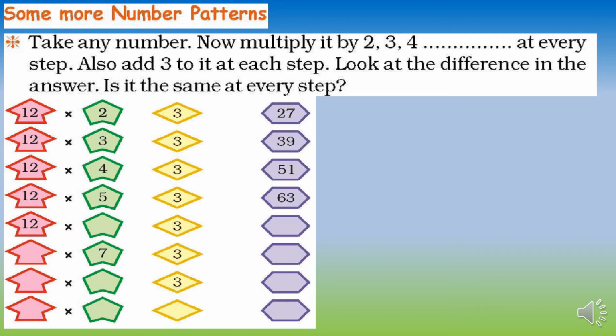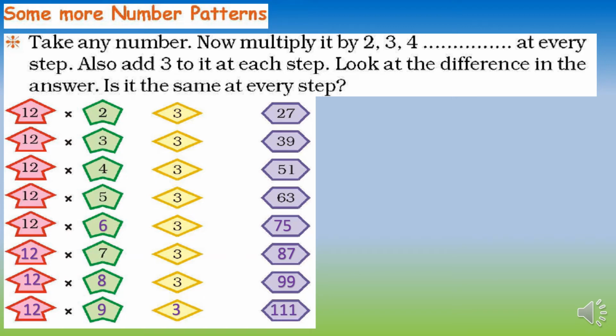See here, 12 2s are 24 plus 3, it is 27. 12 3s are 36 plus 3, 39. 12 4s are 48 plus 3, 51. 12 5s are 60 plus 3, 63. 12 6s are 72 plus 3, 75. Then 12 multiplied by 7 plus 3, that is 84 plus 3, 87. Then 12 multiplied by 8 equals 96 plus 3, 99, and 12 multiplied by 9, that is 108 plus 3, 111.